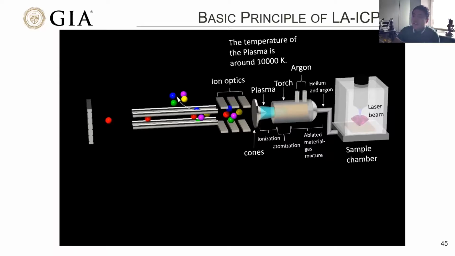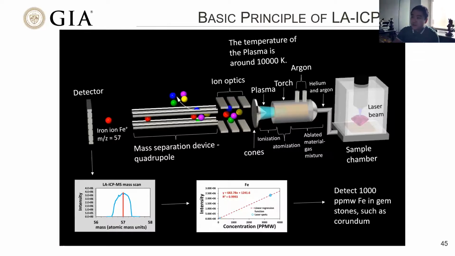The gaseous ions are then collected by the nickel sampling and skimmer cones, focused by the voltage lens, and enter the quadrupole mass analyzer. Different ions are separated by the mass analyzer according to their mass-to-charge ratio, and finally reach the detector. The ion detector and signal amplifier convert the ion signal into an amplified electrical signal used to further calculate the concentration of elements in gemstones. For example, in this illustration, 1000 ppm iron is detected in this ruby by LA-ICP-MS.